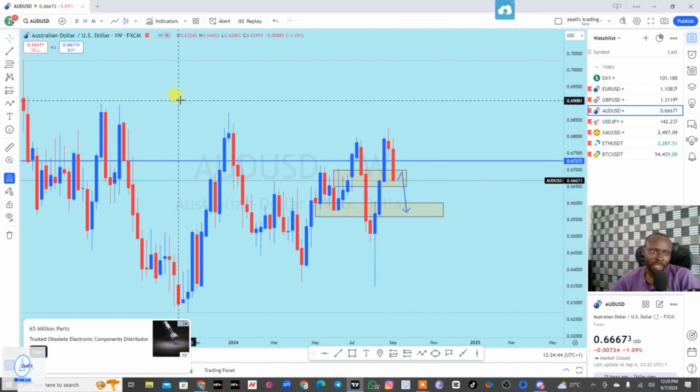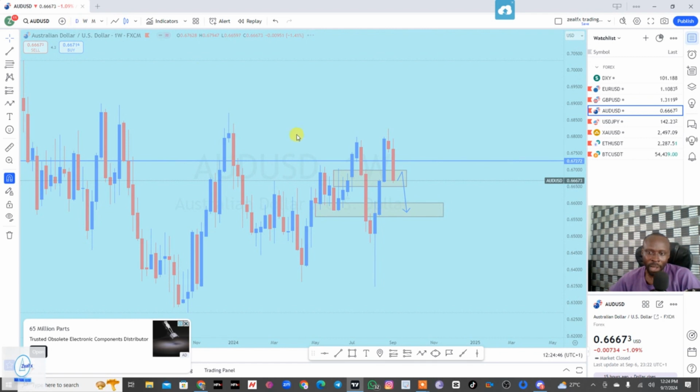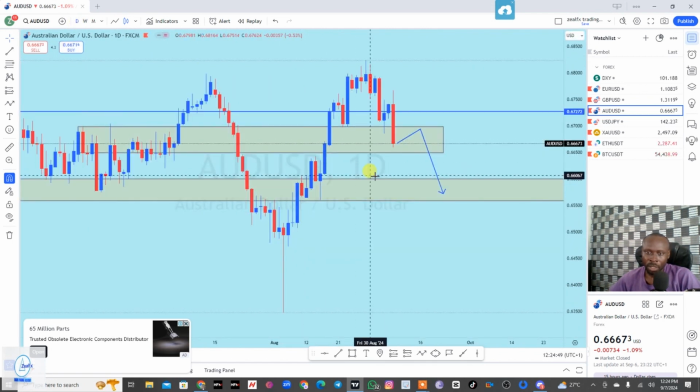So let's go back to our daily chart. Let's look at our scenario for our entry for Australia USD. I'll be expecting a retracement back to this level for us to sell the Australia USD. You can use the sell limit order, or you can go to your 4-hour chart and look at your sell opportunity in this region to sell the Australia USD. So that is my analysis for Australia USD.